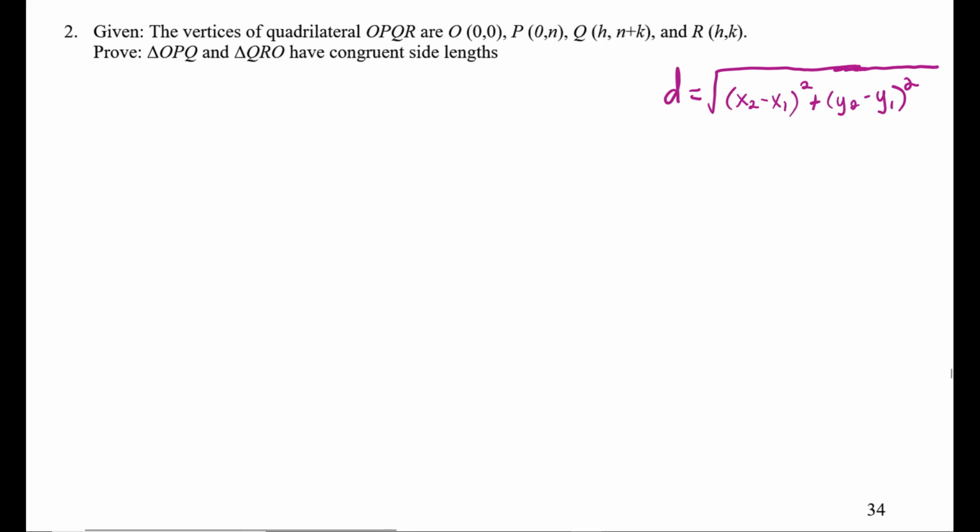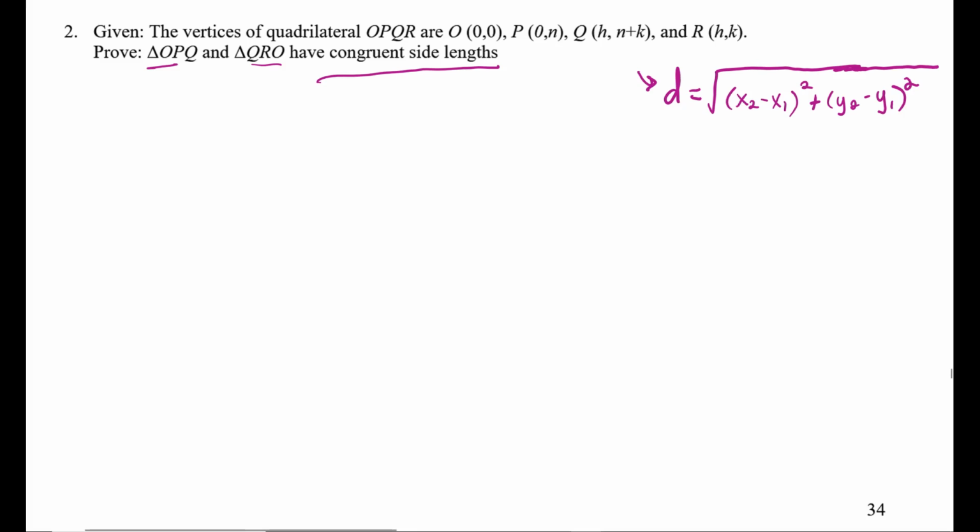So before we start any of these proof problems, we need to have a game plan going into it. So if they want me to prove that triangles have congruent side lengths, I'm probably going to need to use that distance formula, d equals the square root of (x2 minus x1) squared plus (y2 minus y1) squared, in order to find the lengths of the sides of these triangles.